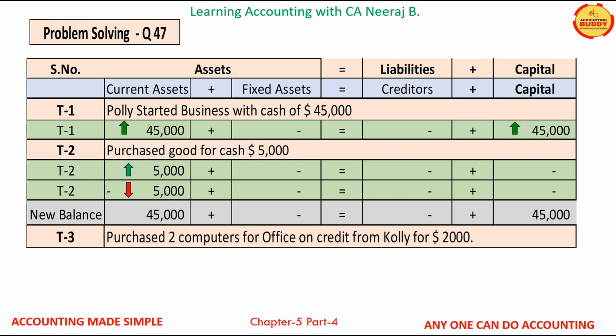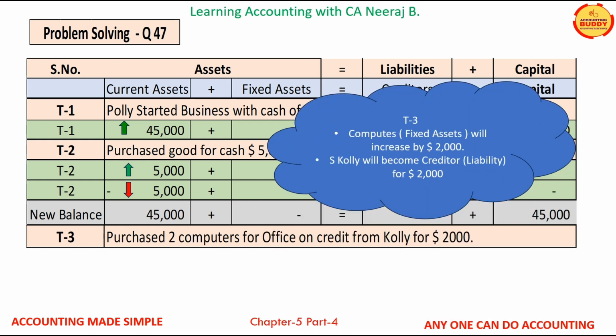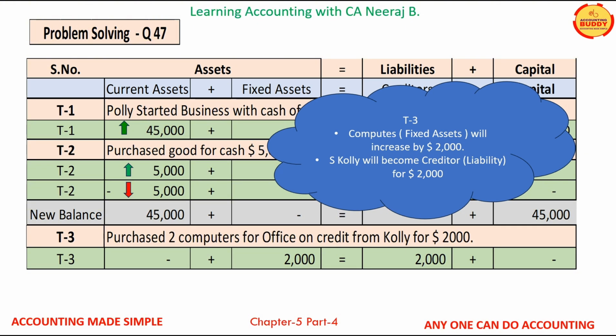Transaction T3 on your screens is: Polly purchased two computers for office use on credit from Cooley for $2,000. If we analyze this transaction, the two accounts which will be affected are assets, that is the computers purchased, and the second is the creditors, which are the liabilities of the business. Assets, that is the computers, will increase by $2,000 and the creditors will also increase by $2,000.